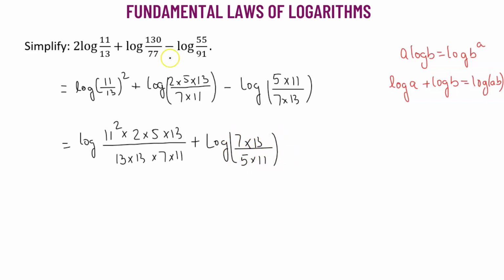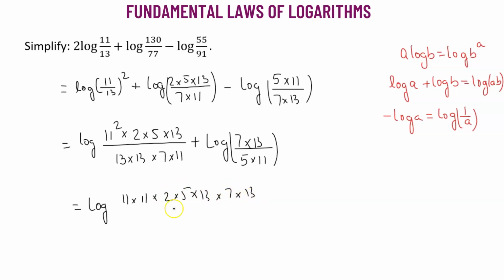So here we have used another fact that if we have negative log of a, this is the same as log of the reciprocal of a. Now we can again use the property log a plus log b equals log of ab to combine these two logarithms to get log of 11 squared. Let's write this as 11 times 11 times 2 times 5 times 13 times 7 times 13 divided by 13 times 13 times 7 times 11 times 5 times 11.